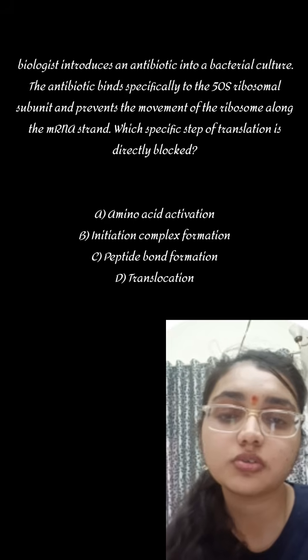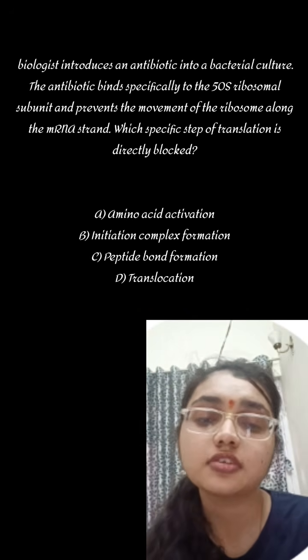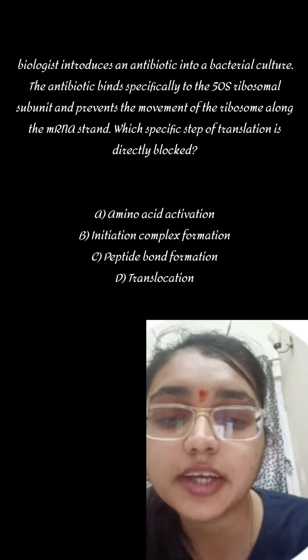And option D, translocation. Here the option D, that is translocation, is a specific process where the ribosome moves down the mRNA strand by one codon distance.